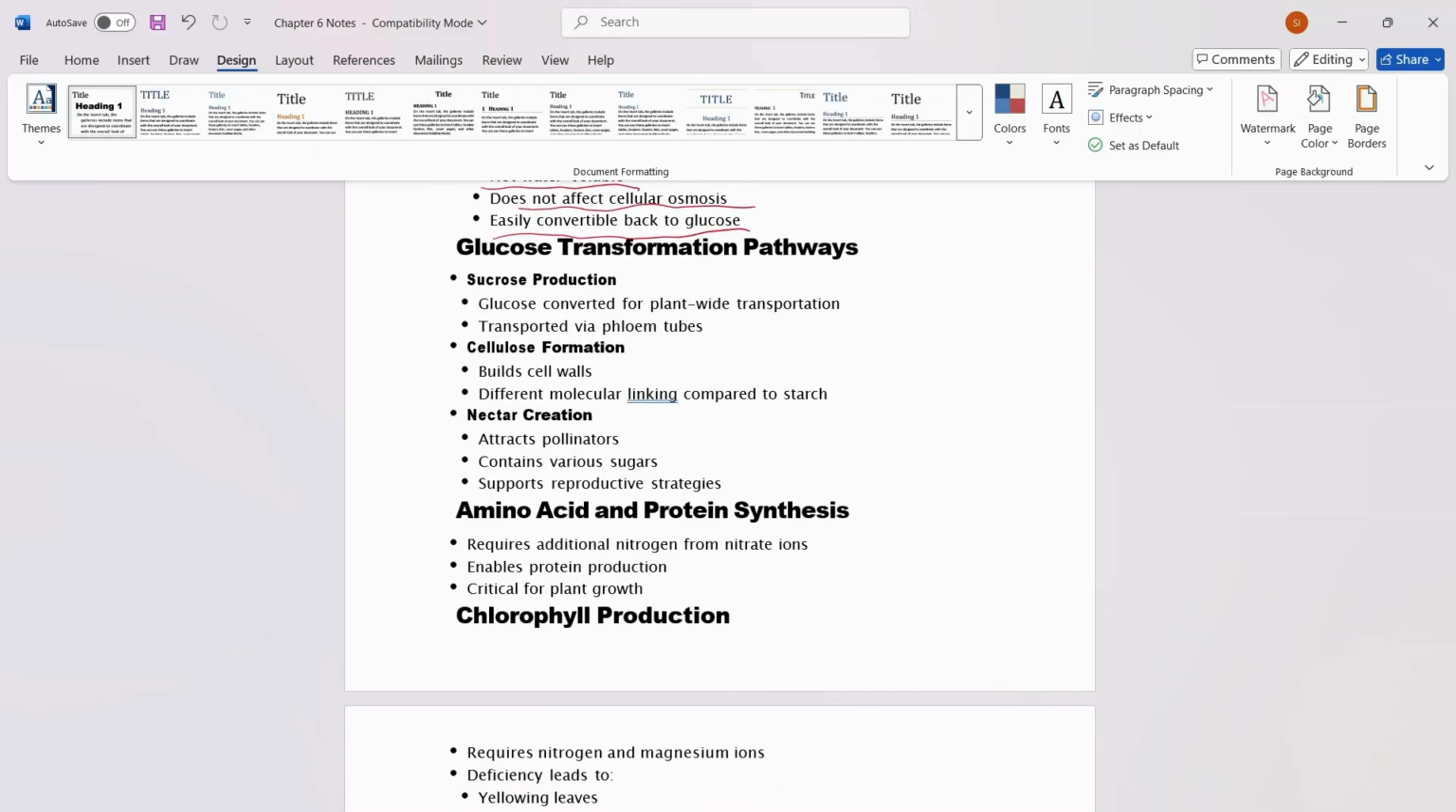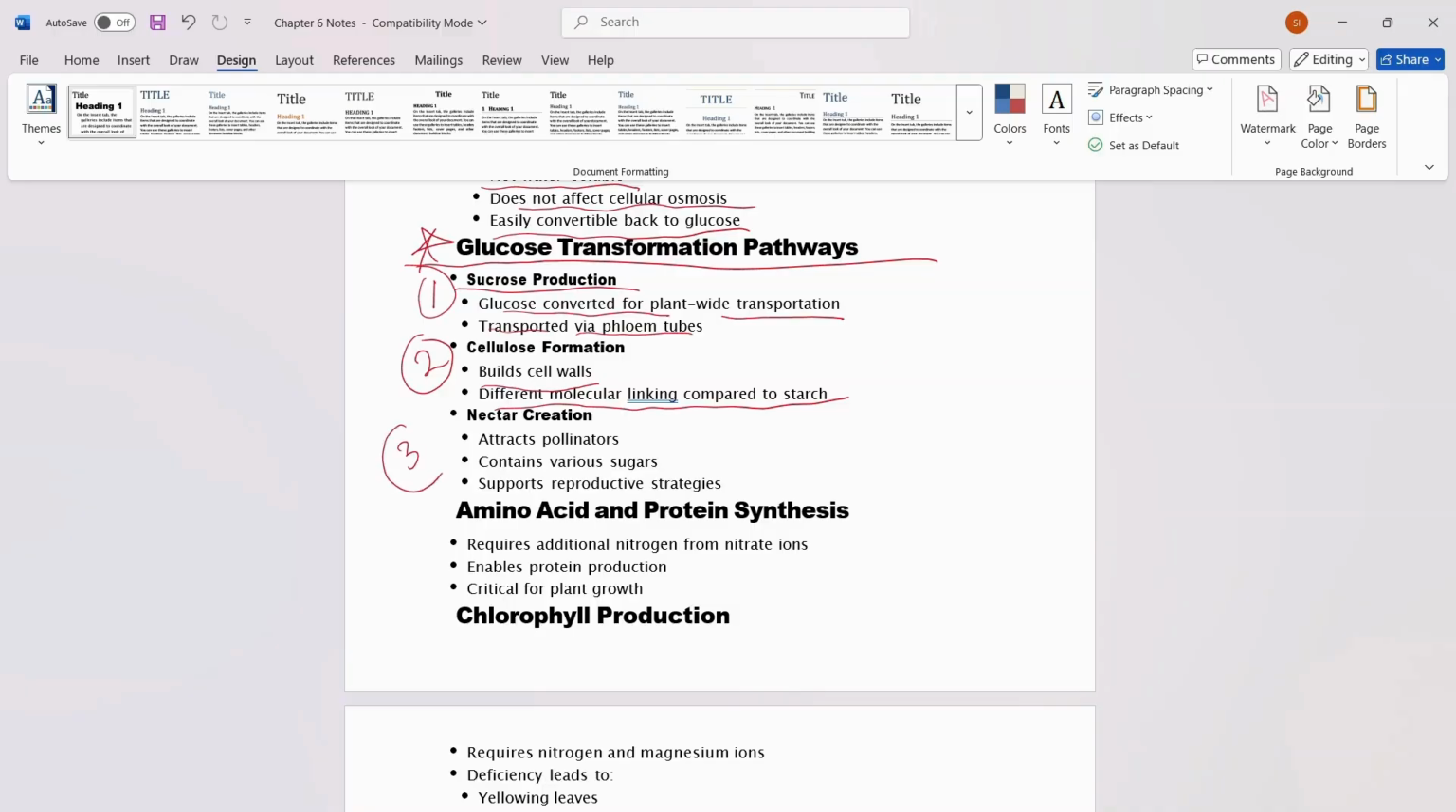Alright, next is glucose transformation pathway. You have sucrose production, how glucose is converted for plant-wide transportation, and then it is transported via phloem tubes. In the glucose transformation pathway, the second thing we have is cellulose formation. It builds the cell wall, with different molecular linking compared to starch.